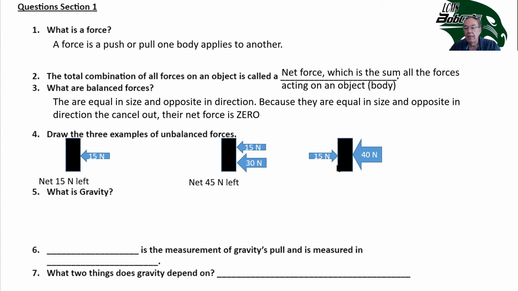They could be unequal in size and in opposite directions. So we've got 15 pushing this way, 40 pushing that way. We have a net of 25 pushing to the left.